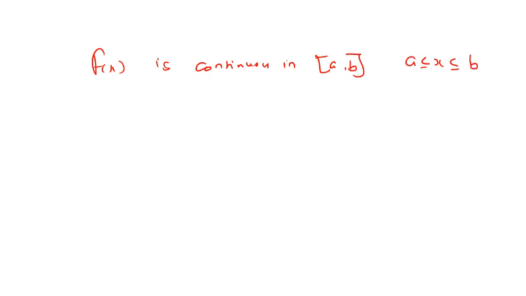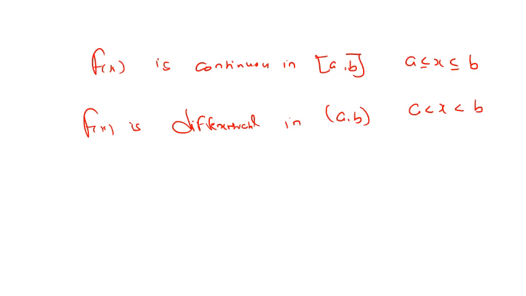I will explain once again. f(x) is continuous in the closed interval [a, b]. What do we mean by closed interval? Closed interval means a less than or equal to x less than or equal to b, that means including a and b. And f(x) is differentiable in the open interval (a, b), that means a less than x less than b, excluding a and b.